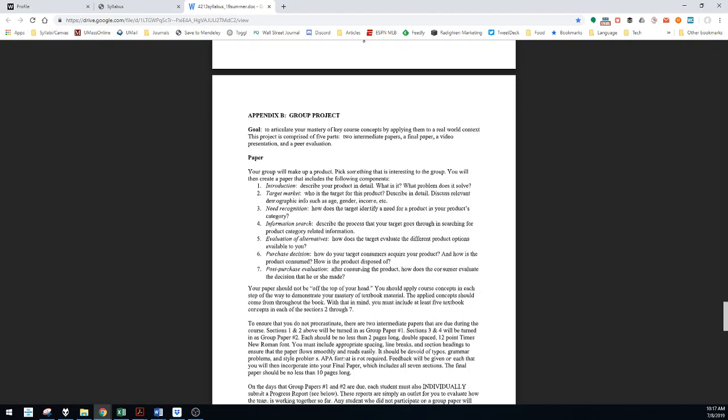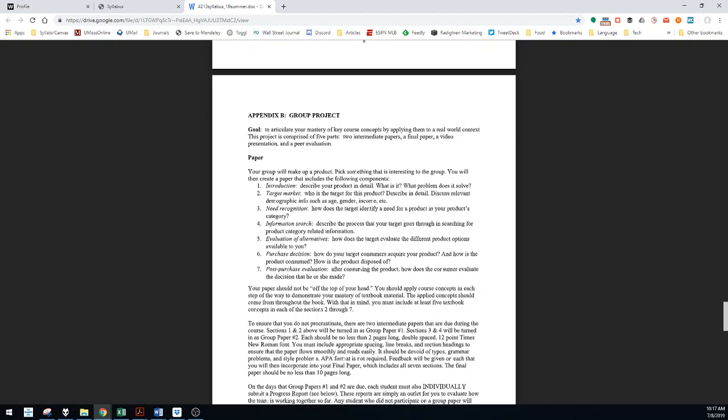Information search. What is the process that your target goes through in searching for product category information? So running shoes. What sort of process do people go through? You want to talk about both internal and external information search, okay? So internal information search has to do with your memory, but there's also an external search as well. You go shopping online or you go into stores, things like that, okay?